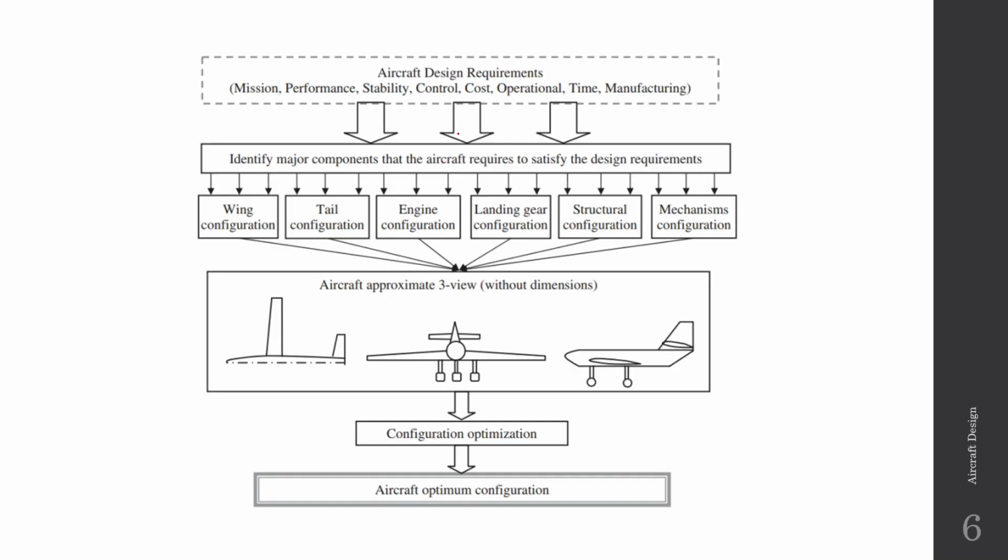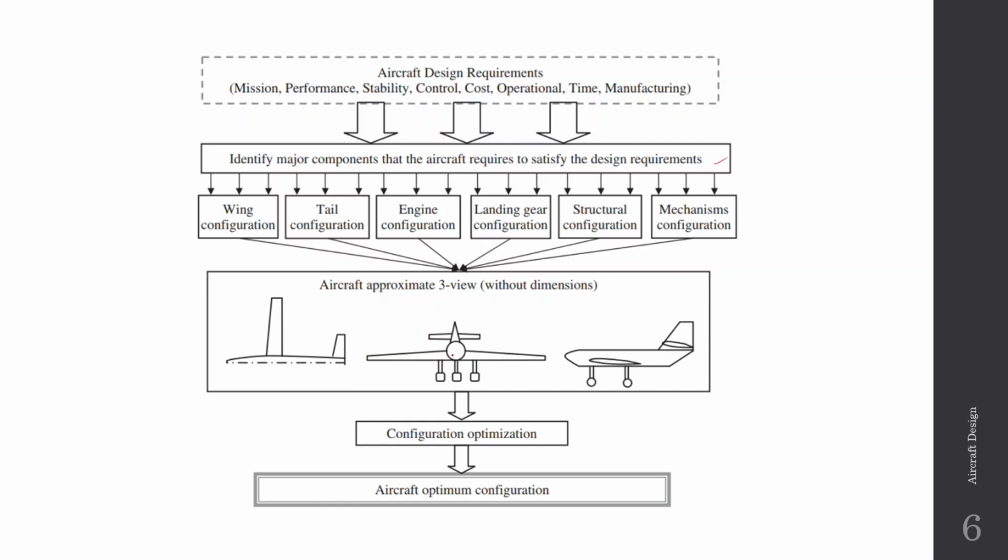So the process is kind of like this. We are given the aircraft design requirements, such as those covered in the previous slide, and from there we try to identify the major components that the aircraft requires to satisfy the mission design. The major components are the wing configuration, tail configuration, engine, landing gear, structural and mechanisms.